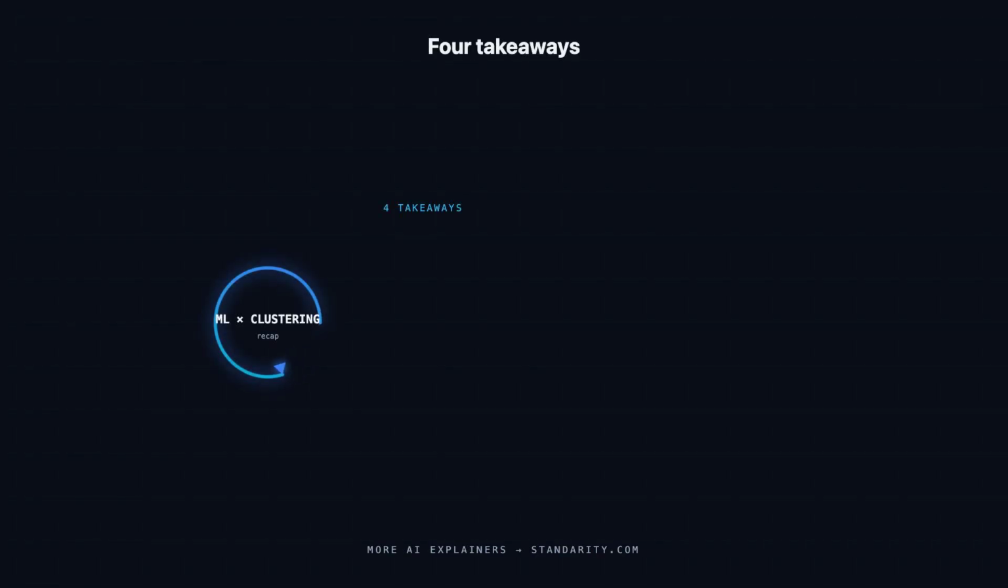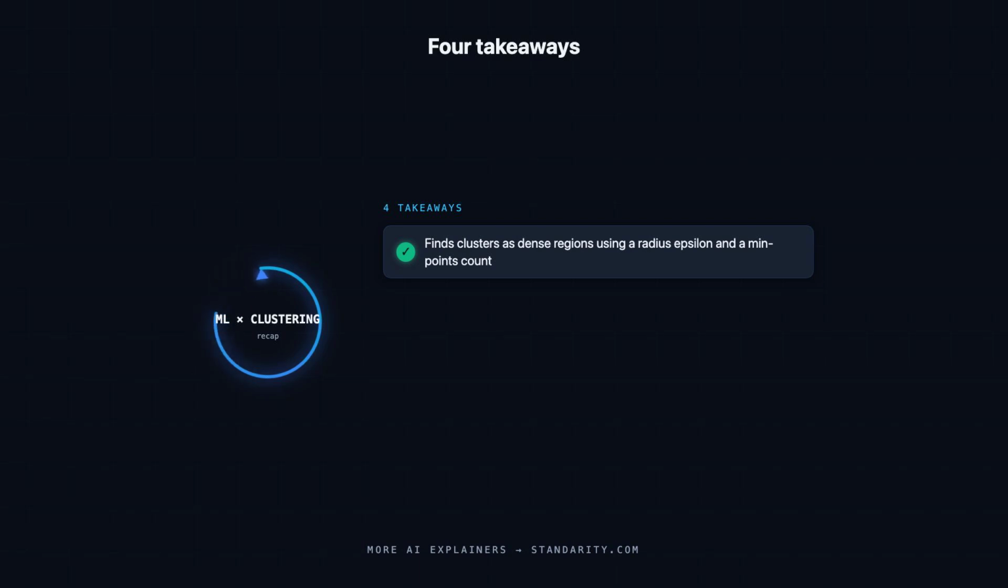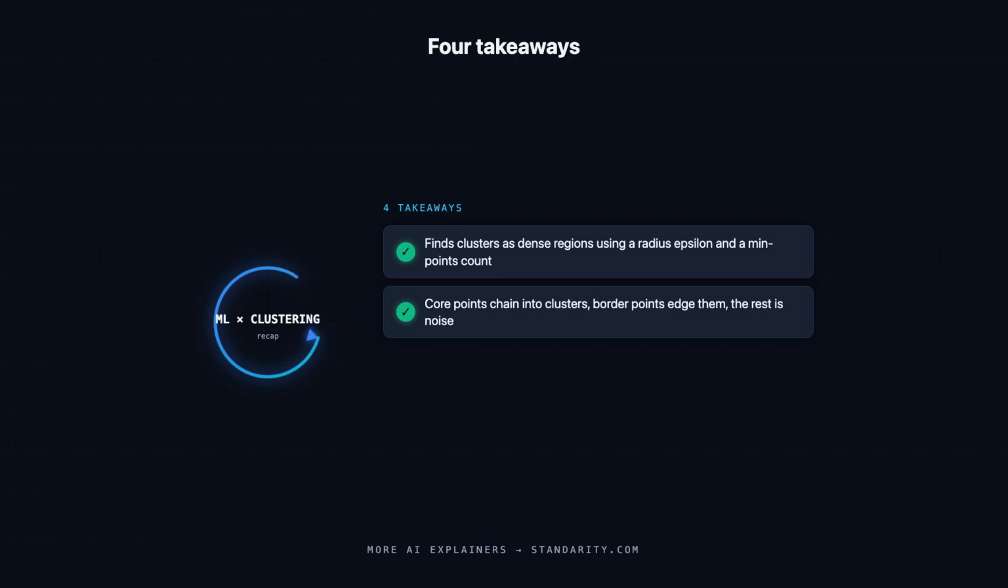All right, let's lock in what matters. DBSCAN finds clusters as dense regions of points separated by sparser gaps, using just 2 settings, a radius epsilon and a minimum number of neighbors. Points with enough close neighbors become core points that chain into clusters. Edge points become borders, and everything left over gets labeled as noise.